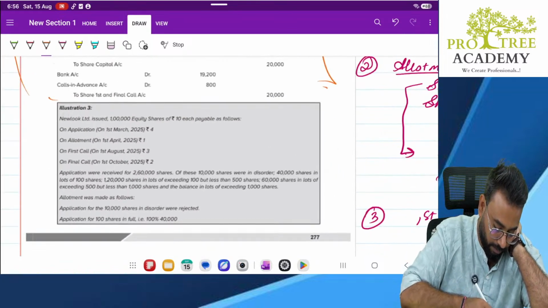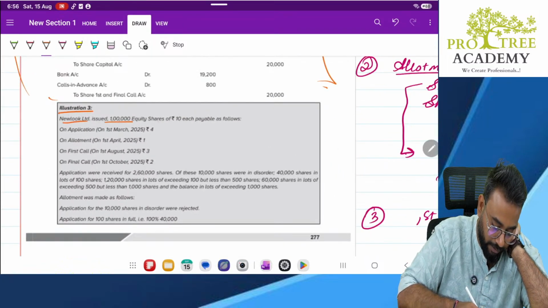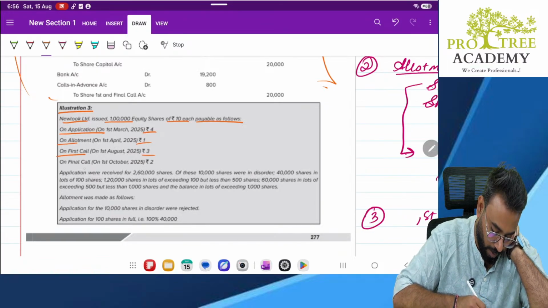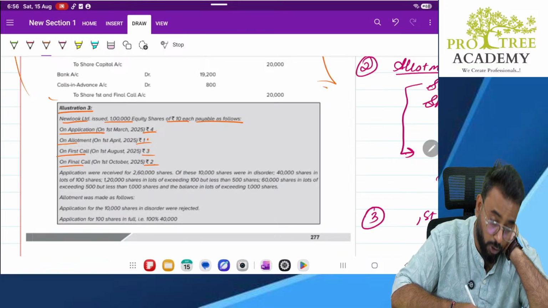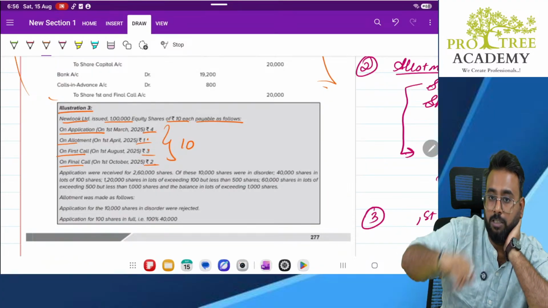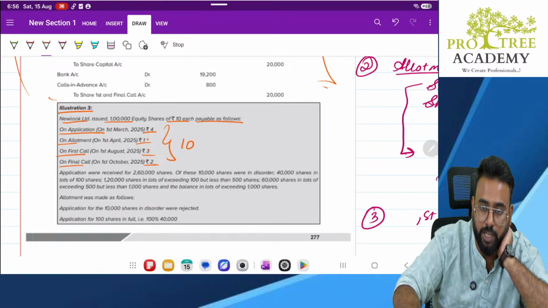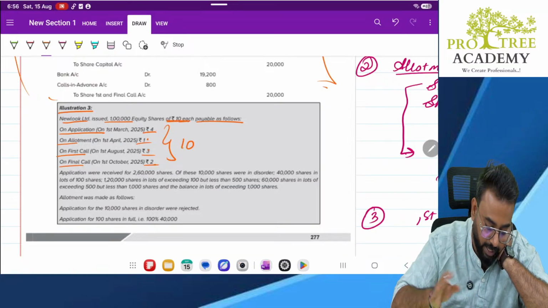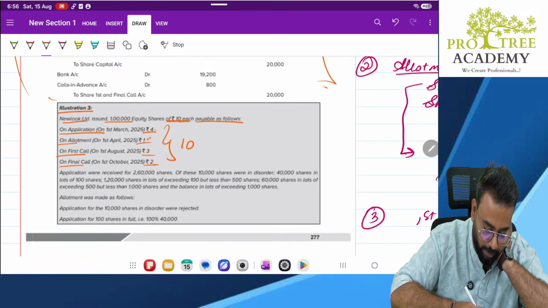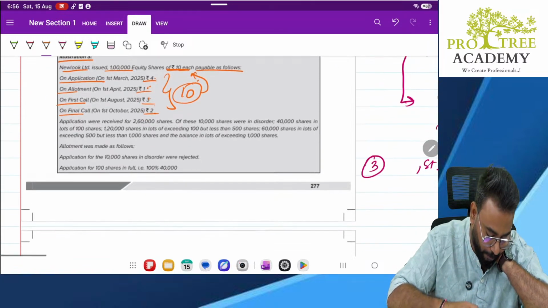Illustration number 3. New Look Limited issues 1 lakh equity shares of 10 each payable as follows: on application 4, on allotment 1, on first call 3, on final call 2. 4 plus 1 is 5, 5 plus 3 is 8, 8 plus 2 is 10. So there is no premium. Sometimes they will directly tell you it is issued at premium, sometimes they will not tell you whether it is issued at premium or par. They will just say 10 rupees face value. You have to total this. So 10 is equal to this 10, so it is issued at par.